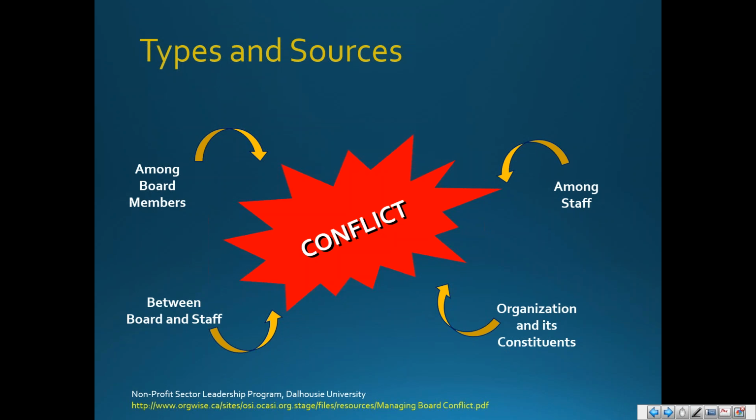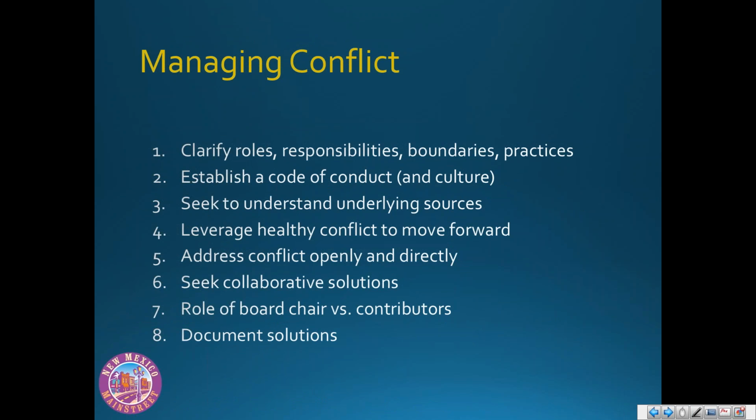And sometimes you'll see conflict between your organization and your constituents, especially in a MainStreet organization or an arts or cultural district, where the organization wants to move in a certain direction and residents or business owners or property owners have some concerns about that direction. So you want to recognize what the sources of your conflict are and how they're playing out.